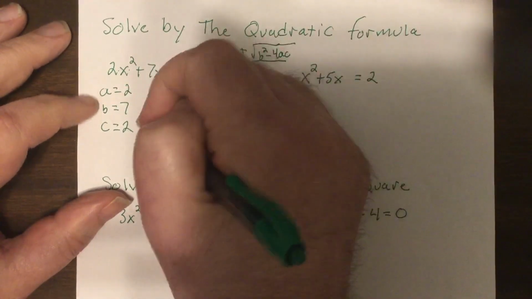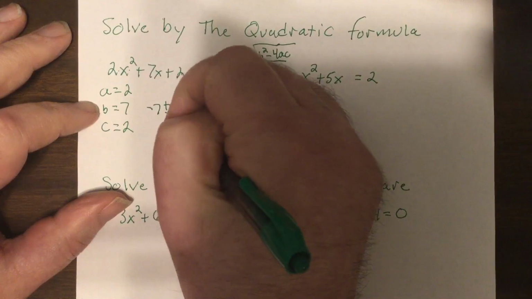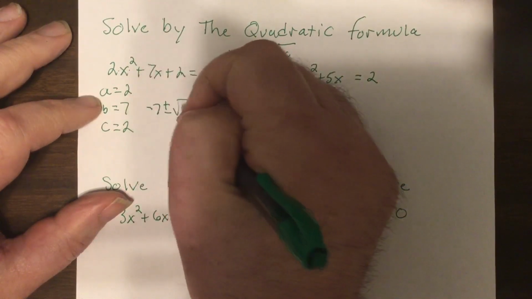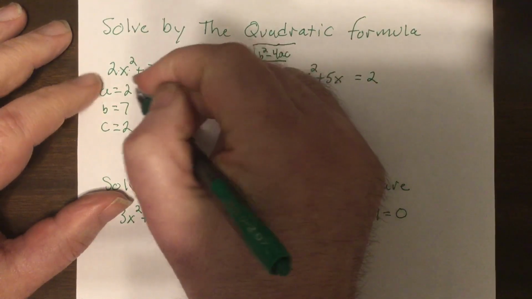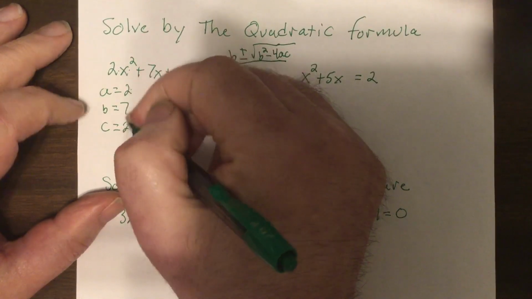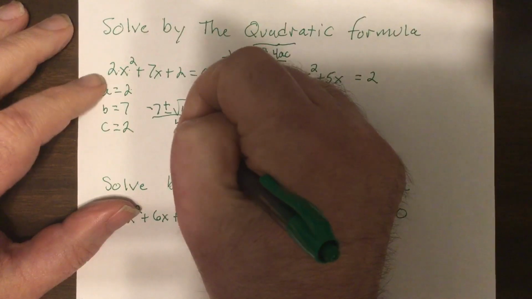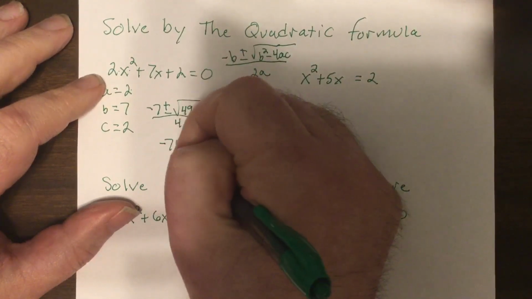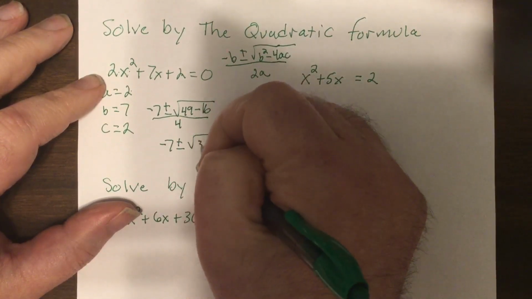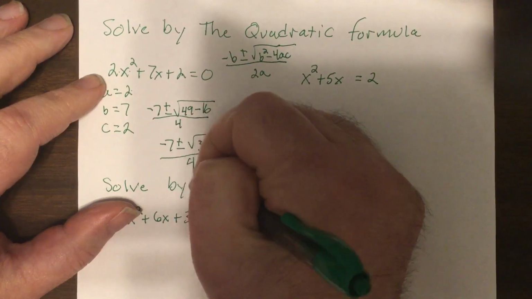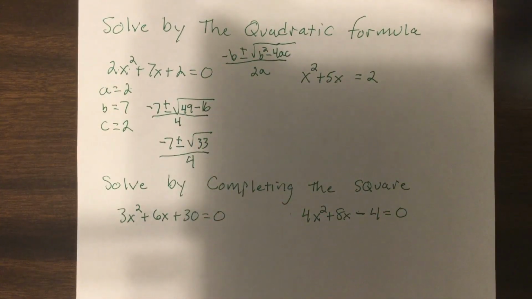So it would be negative 7 plus or minus the square root of b squared minus 4ac. 4 times 2 times 2 is 16. All over 2a. So it's negative 7 plus or minus the square root of 33 over 4. And we can leave it in that form.